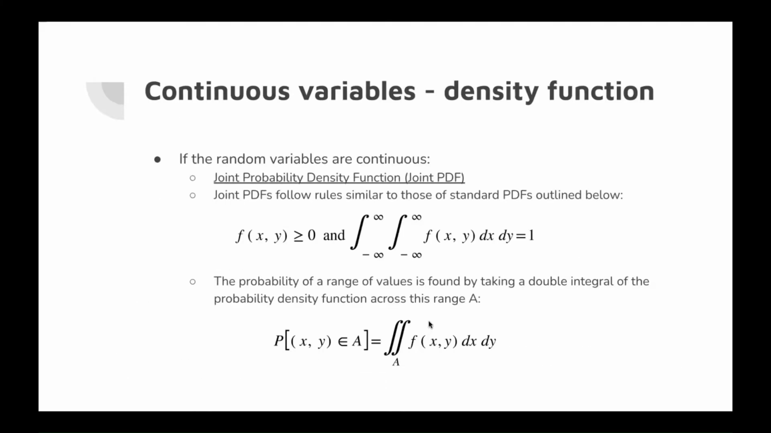So, density function. If random variables are continuous, we can use a density function. They follow the same exact rules. They can't be negative and they have to add up to 1. And if you want to find the probability of a range of values, we can take the double integral of the probability density function across the range A. Next slide.